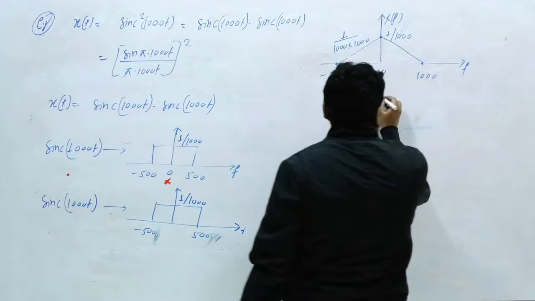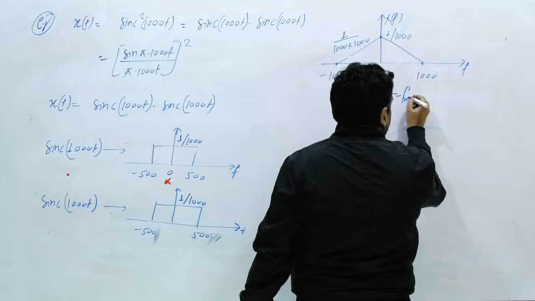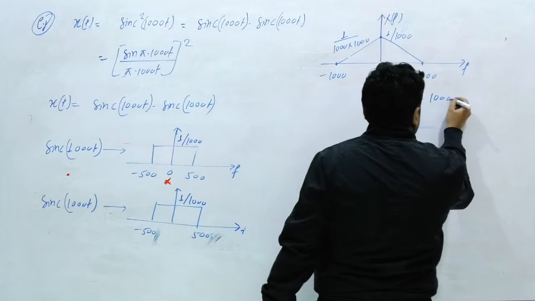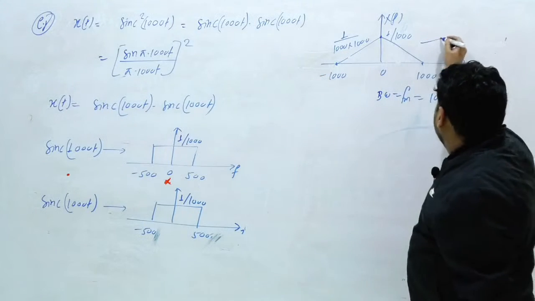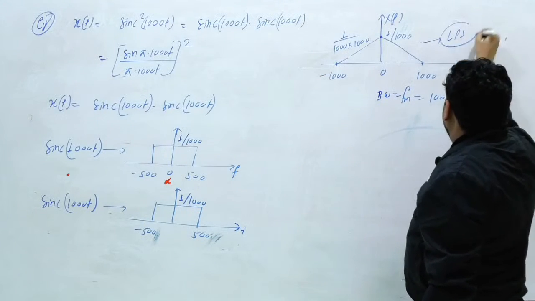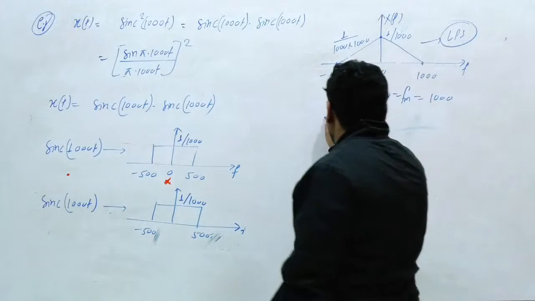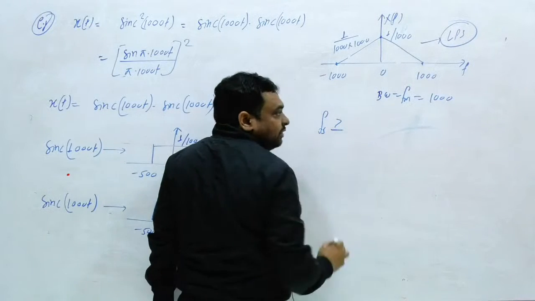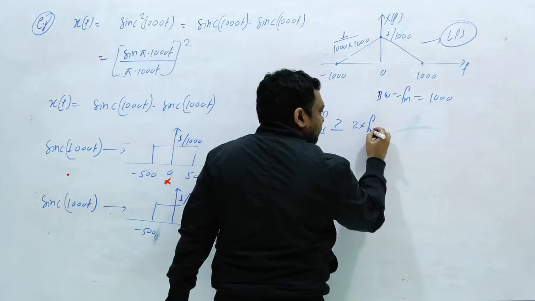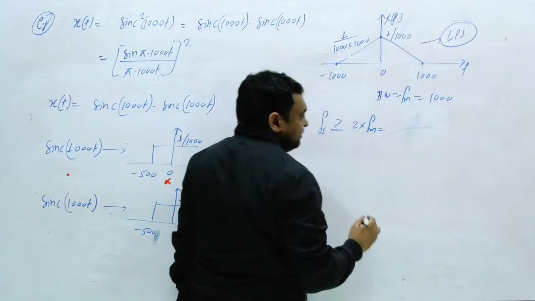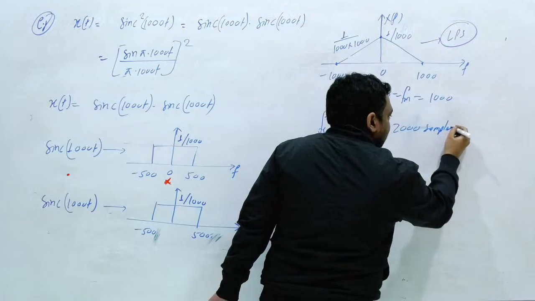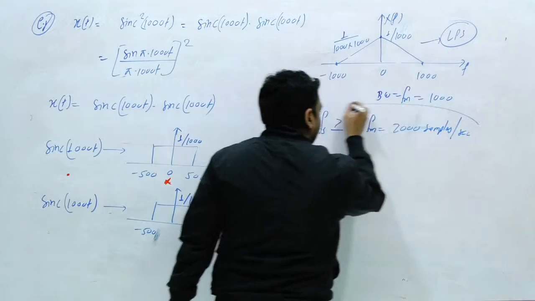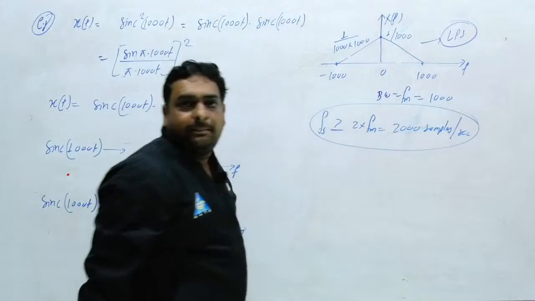What is the bandwidth here? Bandwidth, or you can say FM, is equal to 1000 here. Now again I will ask you, is this low pass or band pass? Low pass signal. So what will be the sampling frequency? It should be greater than or equal to 2 into FM. Highest frequency is 1000. So this is nothing but 2000 samples per second. Clear?